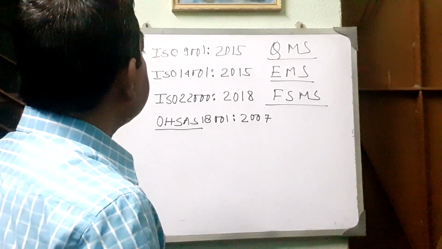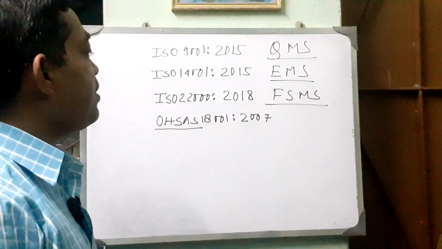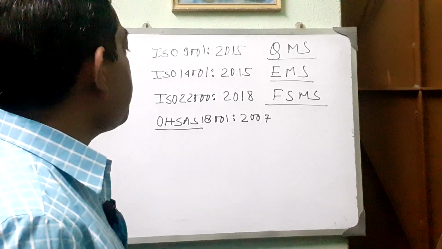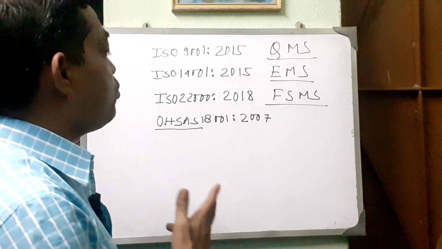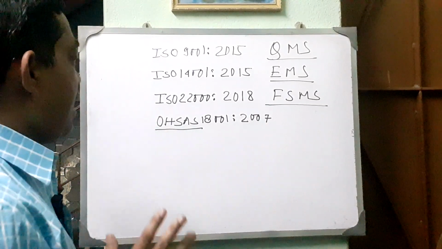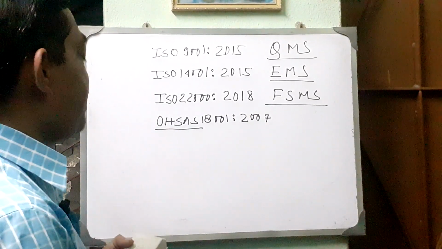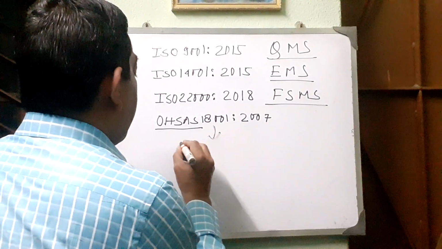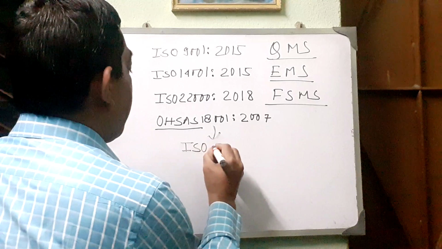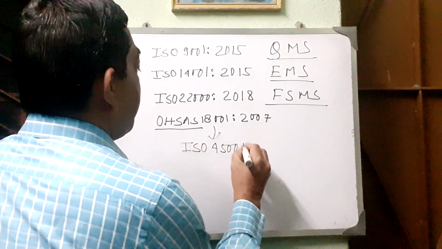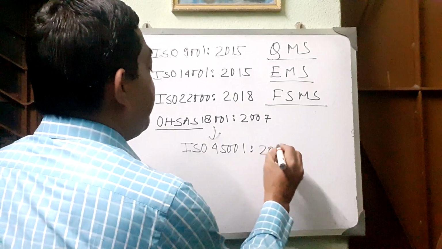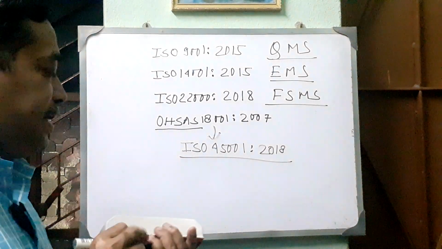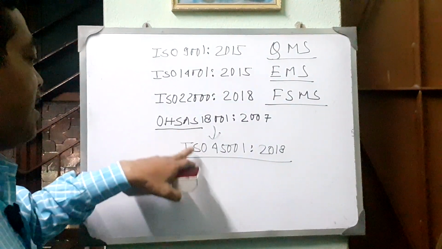So the first one is ISO 9001:2000, the Quality Management System, and you know that quality management. This is the environmental management system, and ISO 22000:2018 is the FSMS, and OHSAS, which is now converted. This OHSAS is updated and taken over by ISO 45001:2018, the latest version. Actually, in March 2018, this was adopted by ISO.